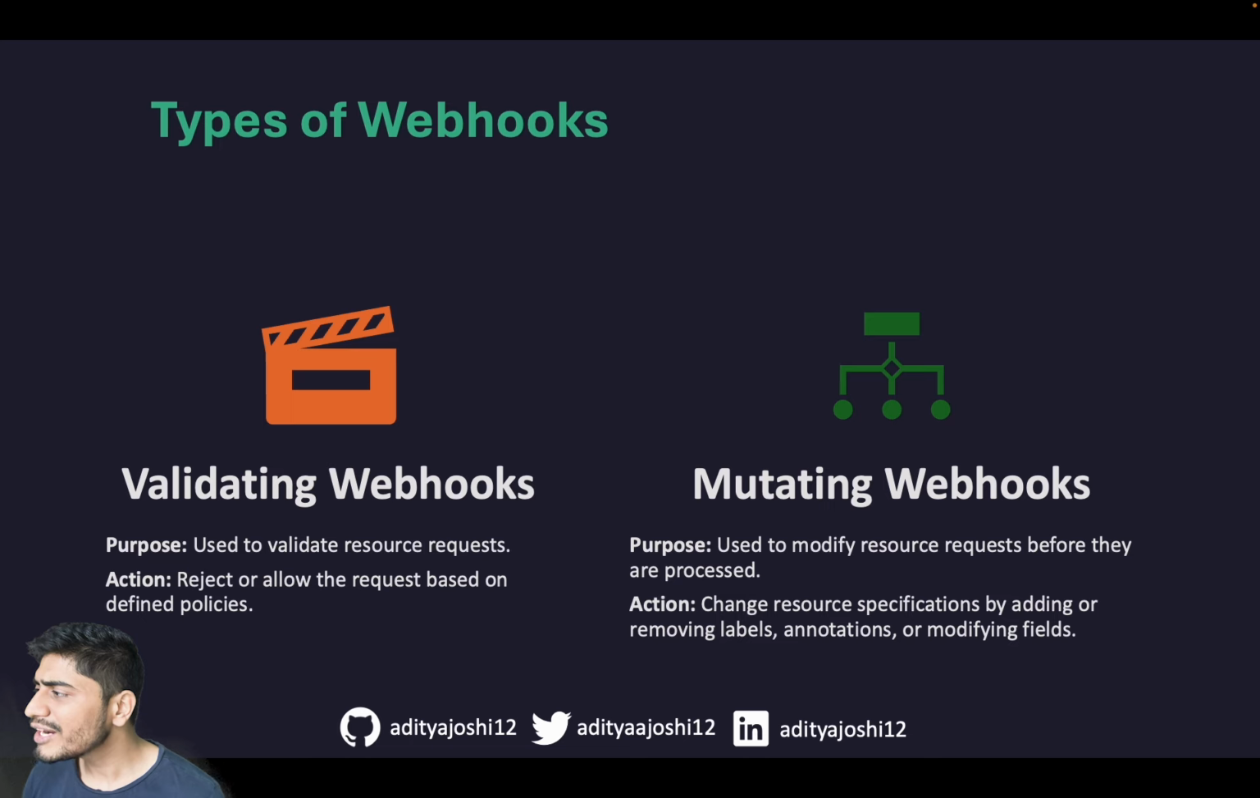Now we have two kinds of webhooks. This is again discussed in one of the previous videos. First is the validating webhook, and second is the mutating webhook. As the name implies, validating webhooks are those where you simply validate the request and don't modify anything in the request. In the case of a mutating webhook, we tend to modify the request: whatever request is received by the webhook server, we can modify it and send the response back to the API server.